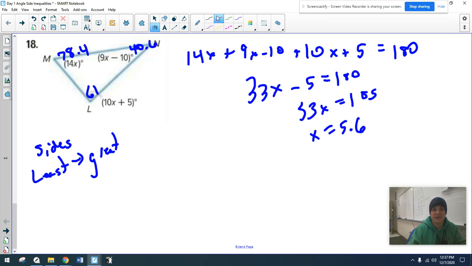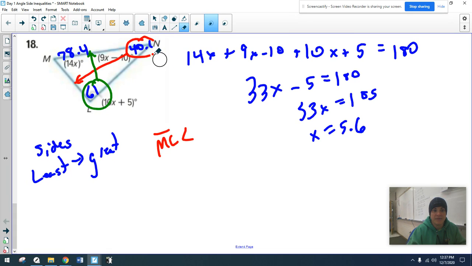So my sides, least to greatest, my smallest angle is right here. So my smallest side is going to be segment ML. Okay, and you don't have to put the less than if you don't want to. As long as you're listing them, you can do commas as well. And then my next biggest angle is 61. So my next biggest side is MN. And then my biggest angle is 78.4. So my biggest side is going to be LN.